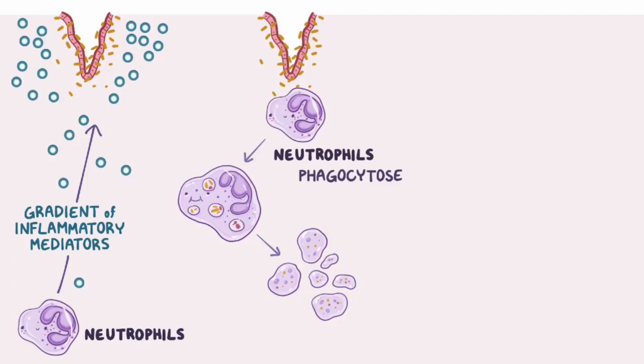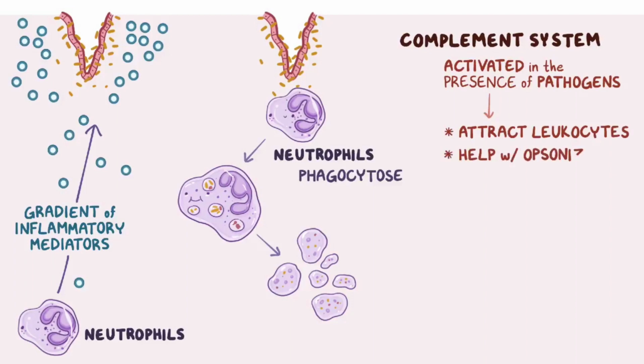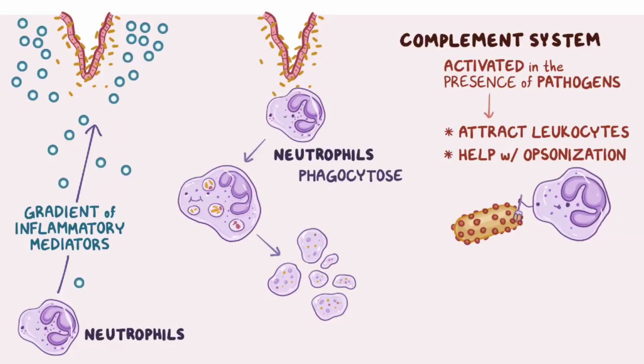Now, while this is all happening, there's also a family of soluble proteins called the complement system. The complement proteins most often get activated in the presence of antibodies bound to pathogens, or by molecules on the pathogens. Once these complement proteins are active, they help attract leukocytes and help with opsonization, meaning that they can bind to microbes so that leukocytes can more easily phagocytose them, kind of like sticking a fork in a meatball so that it doesn't slip away. Some of the complement proteins also kill pathogens by directly forming a channel in their membrane, literally punching a hole in it.